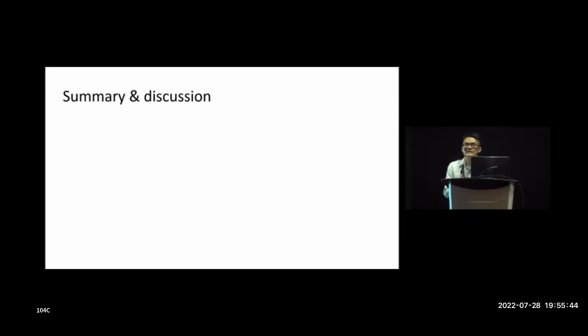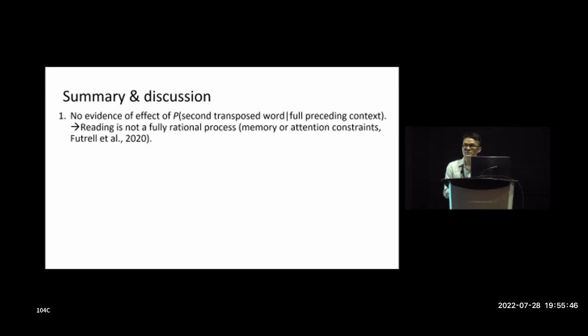So to summarize this study, in experiment 1, we operationalized prior probability as conditional probability of the last word in the string, given its full preceding context. We failed to find evidence of this effect on error detection rate. The finding that available information is not effectively utilized suggests that reading is not a fully rational process, and possible reasons for bounded rationality include memory or attention constraints.